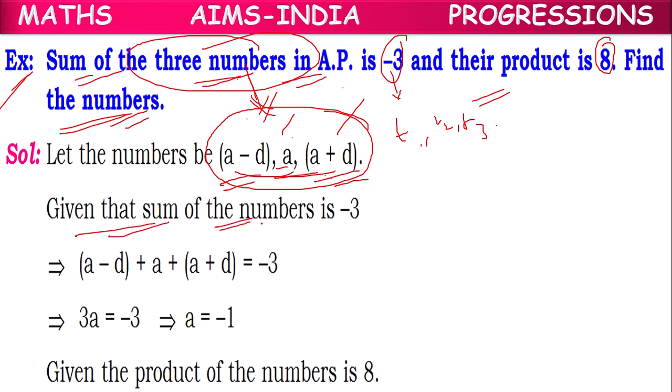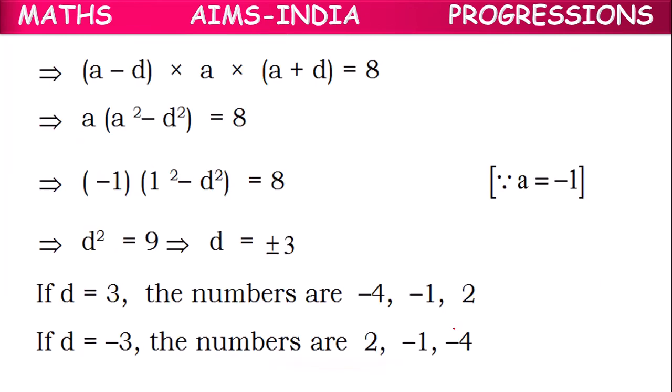Given that their sum is equal to -3, so a minus d plus a plus a plus d equals -3. So minus d plus d gets cancelled. If we do the sum, a plus a plus a, 3a equals -3, or a equals -1. And they have given product of the numbers is 8. So (a minus d) into a into (a plus d) equals 8. (a minus d) into (a plus d) is in the form of a square minus d square, and a is written here. In the place of a, we can keep -1.